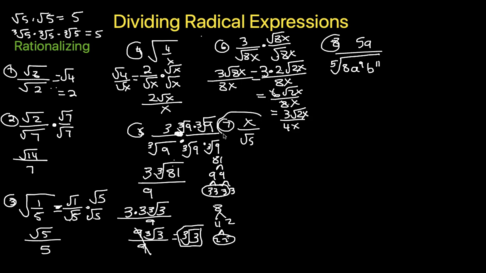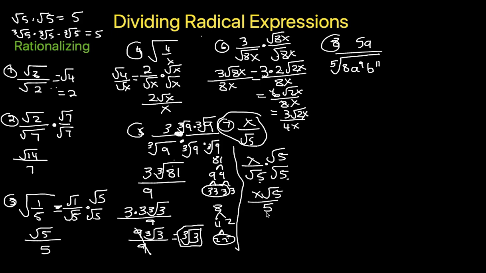Here's my number 7. I'm going to rewrite it so we can see. So I have x over square root of 5, rationalized by multiplying the top and the bottom by the square root of 5 to get x square root of 5 over 5. Can't simplify that.